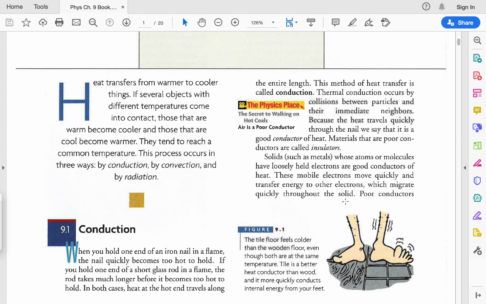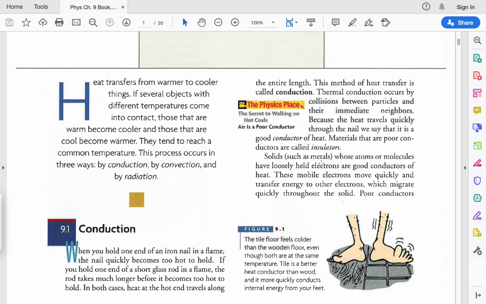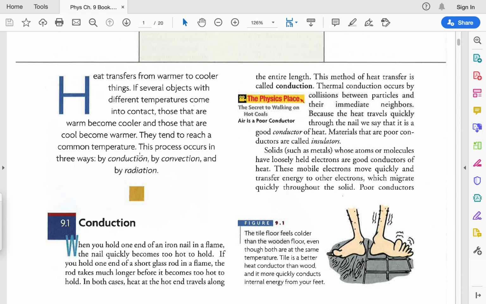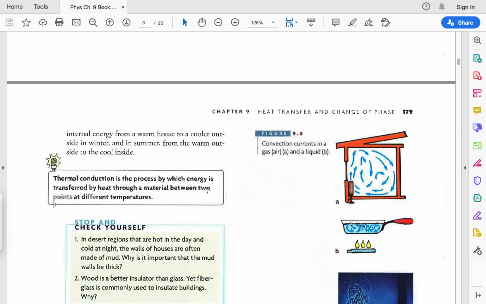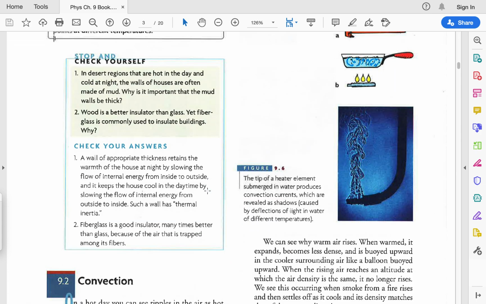Solids or metals, these are good conductors. Others, poor conductors, are good insulators. It's always the case. So the three types of heat transfer: conduction, convection, and radiation. So let's move on to the next section.